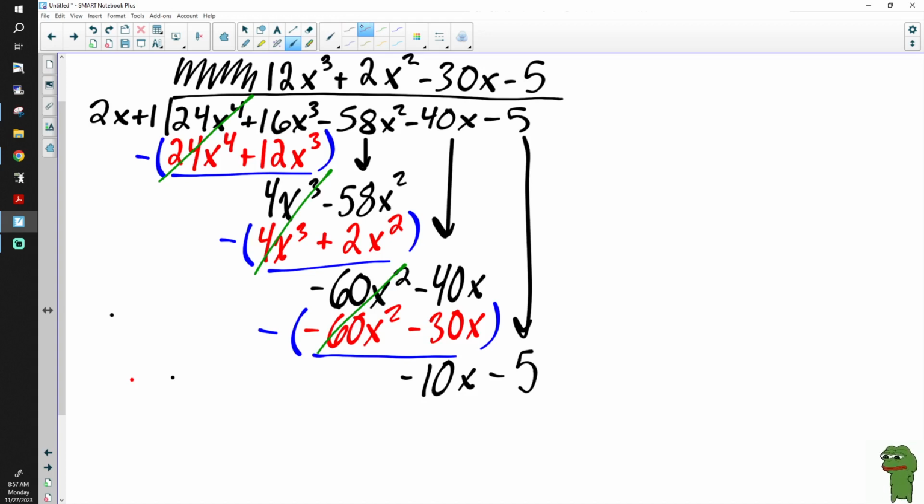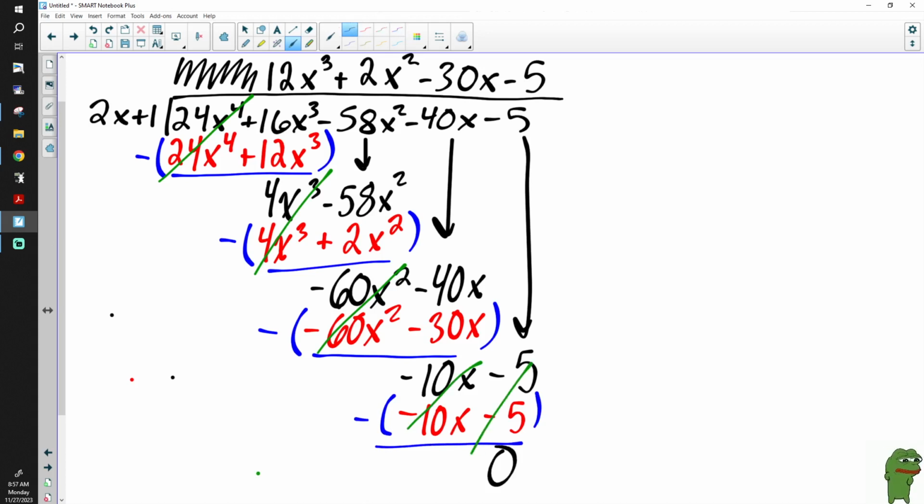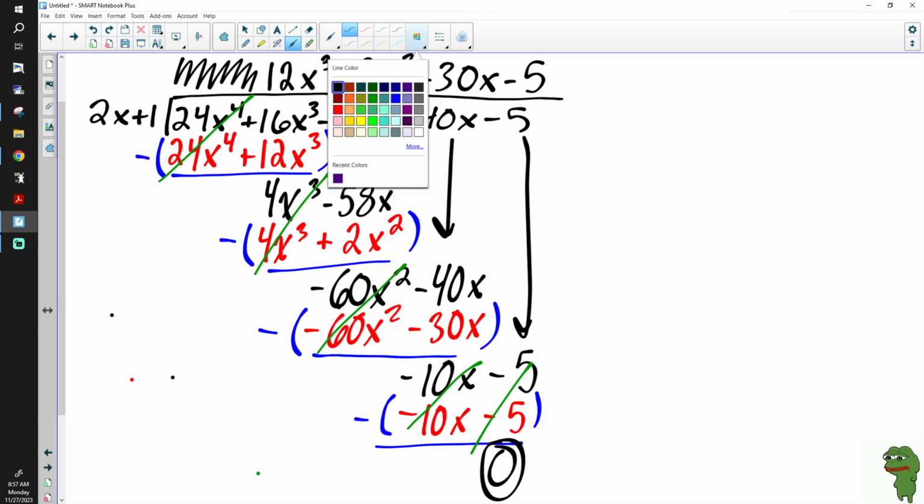Negative 5 times 2 is negative 10. Negative 5 times 1 is negative 5. Guess what our remainder is? It's 0. We already knew it was going to be 0. If you don't get a remainder of 0, you did it wrong or I did it wrong. So right now, we currently have the start to our answer.